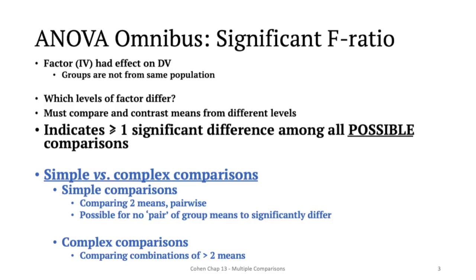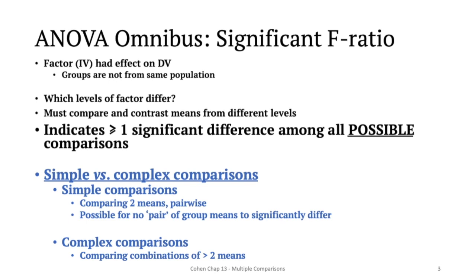As a reminder, the omnibus just means there's some difference. If you have 3 groups, it means at least one of the groups is different than the others. It could mean all of them are different. It doesn't really tell us. So it just indicates if one or more significant differences are there among all the possible comparisons.